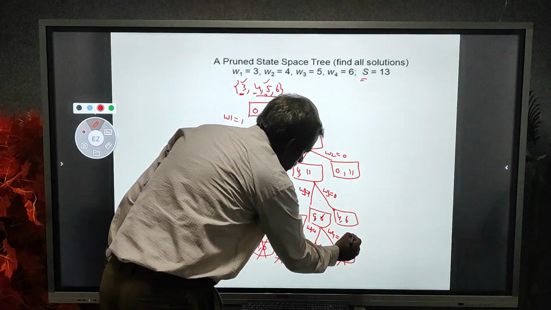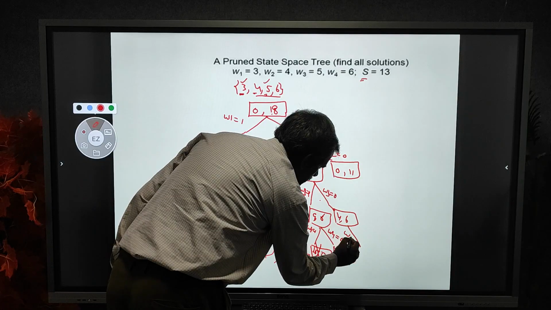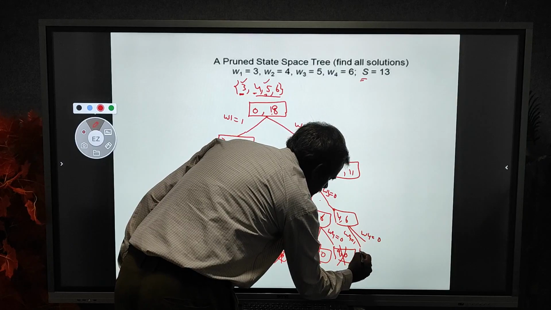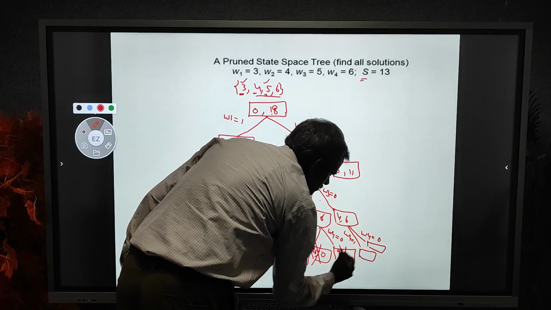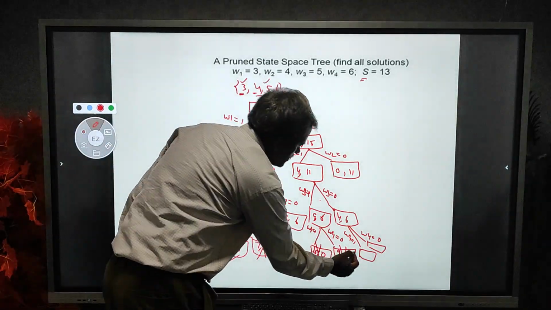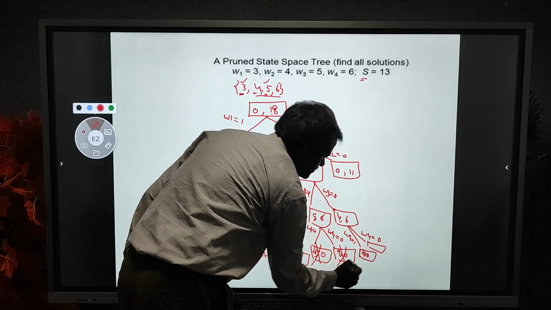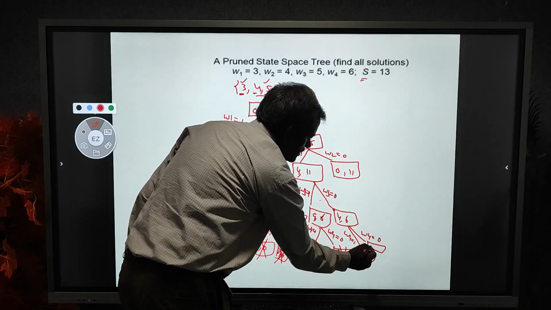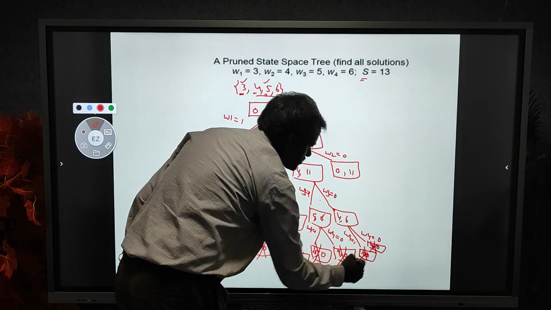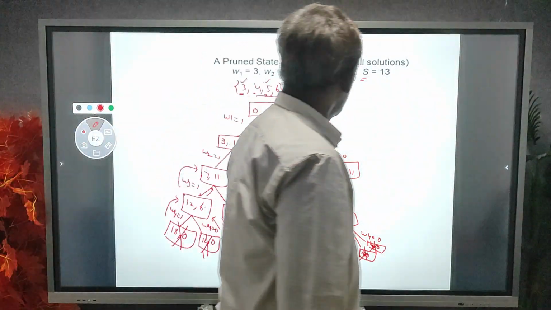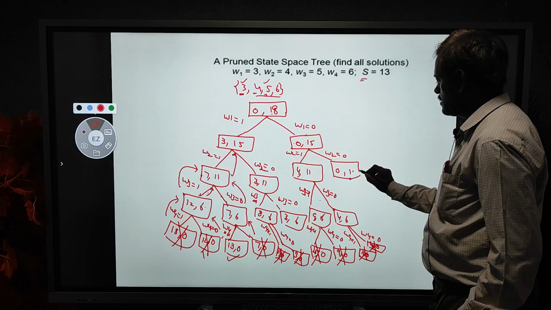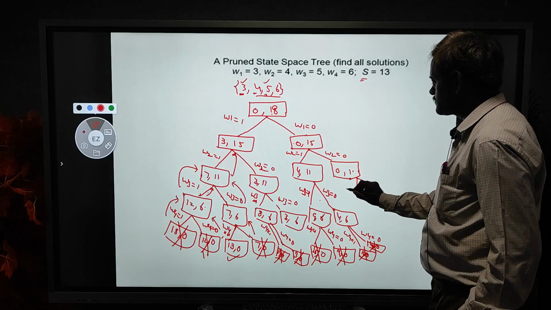Similarly, we are going to go for here also W4 is equal to 1, W4 is equal to 0. Okay, if I am going to consider here W4 is equal to 1, this is nothing but 10 comma 0, which is not feasible. This is 4 comma 0, this is also not feasible. Okay, so what the other direction you are having, this you have to consider.